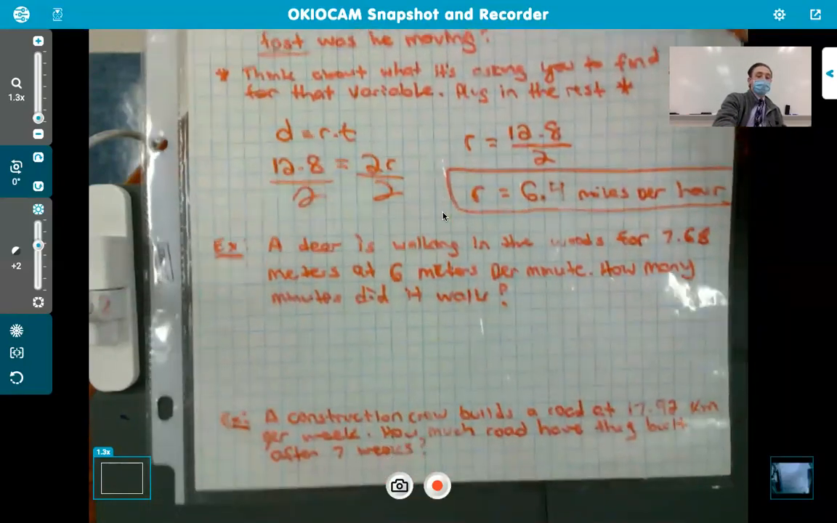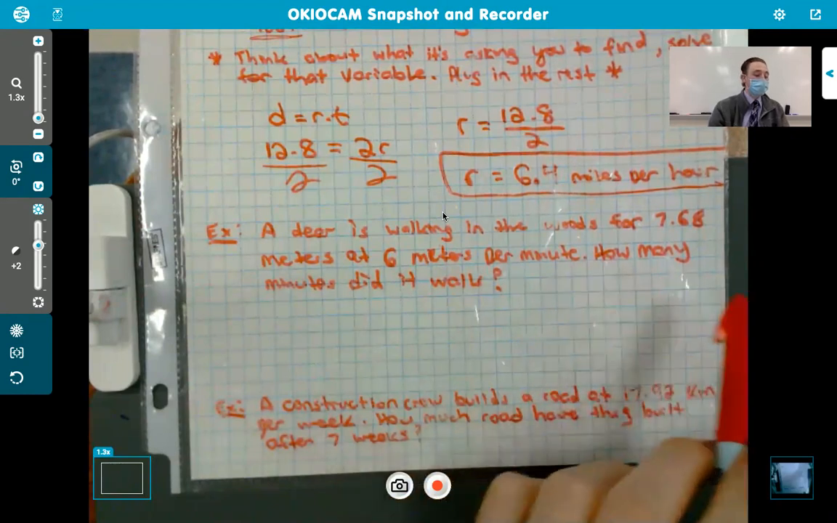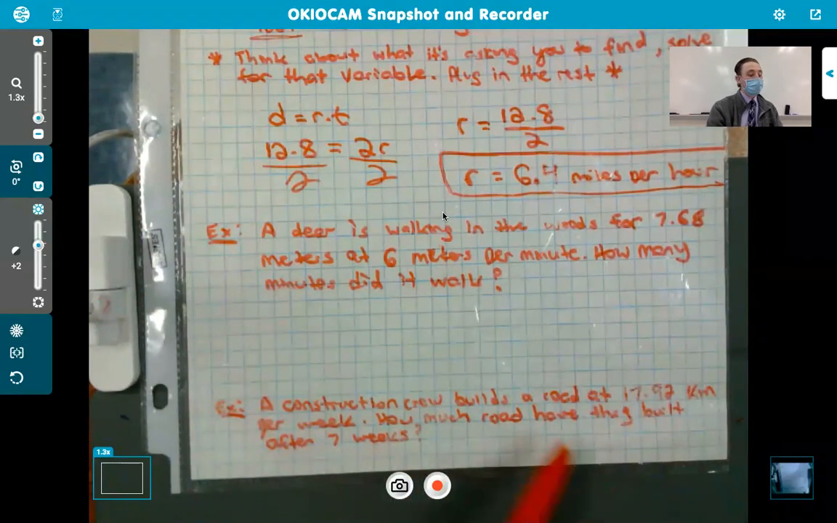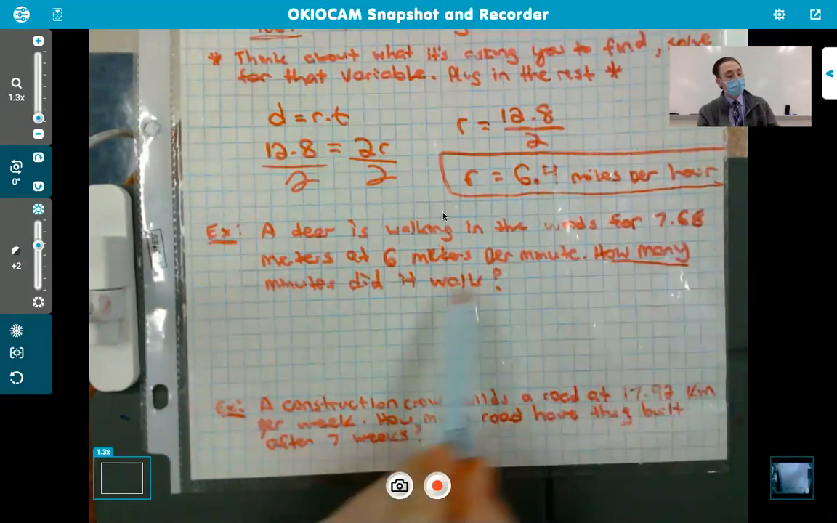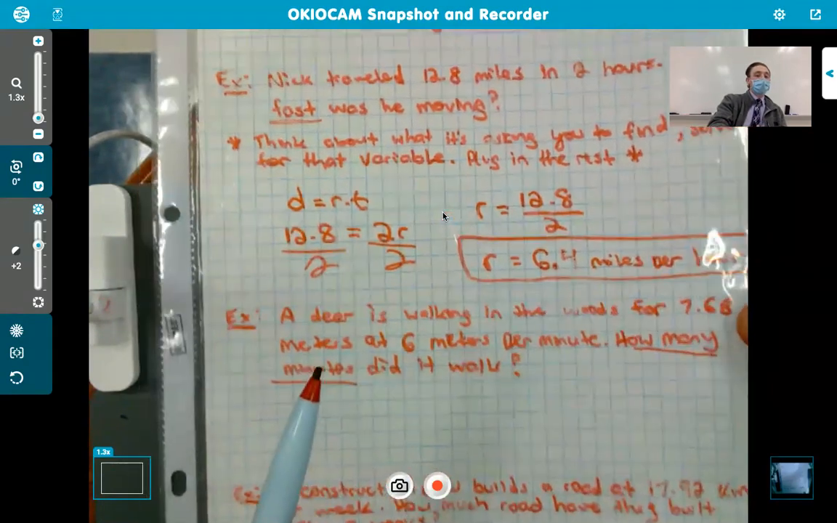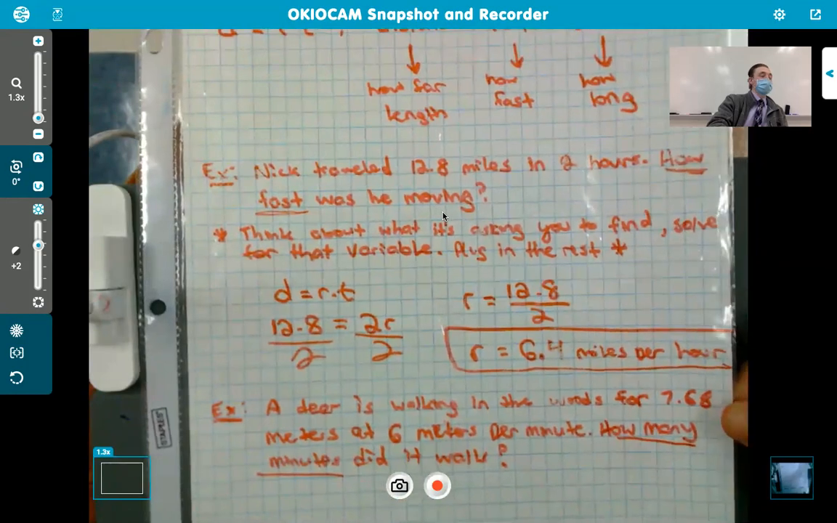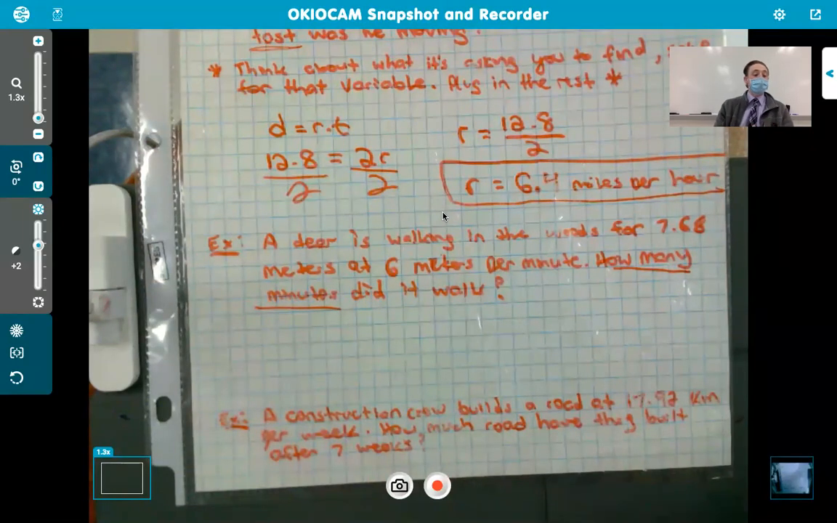All right, second example. It says a deer is walking in the woods for 7.68 meters at 6 meters per minute. How many minutes did it walk? Okay. So if it's asking me how many minutes, what does that refer to? Does that refer to distance? Does that refer to rate? Or does it refer to time? Time, right? So how many minutes? How long did it travel? Or how long in this case did it walk? So I'm going to have to solve for time.